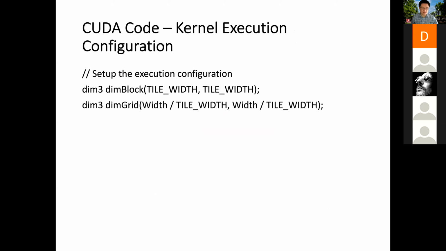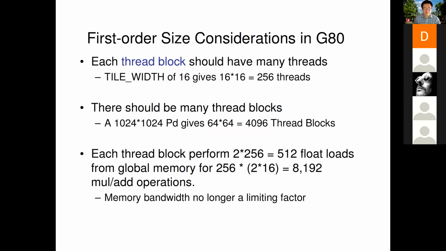If you have a larger matrix, as I mentioned, you need to make the streaming multiprocessor as busy as possible. So the first order size consideration in GPU is what I just mentioned. If you have a tile width of 16, you will have 256 threads. If I have, for example, 66 times 66 thread blocks, then you would have more than 4,000 thread blocks. And as I mentioned, these 4,000 thread blocks would be executed in the different streaming multiprocessors.